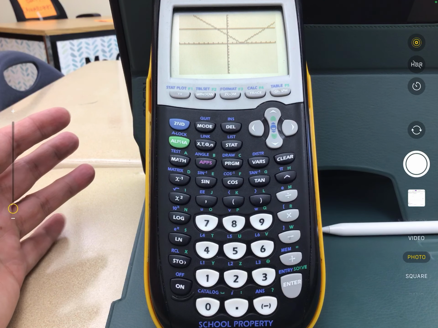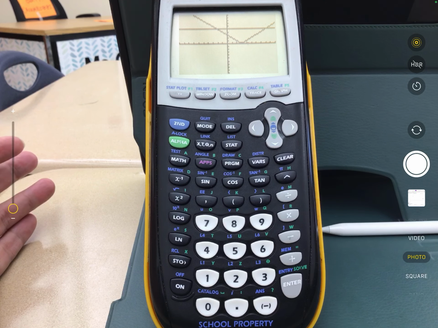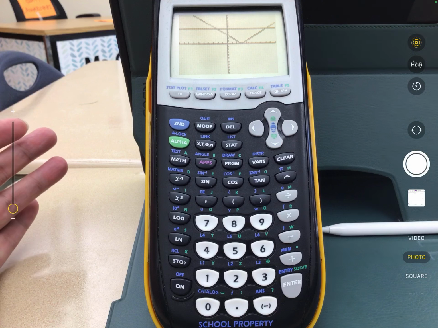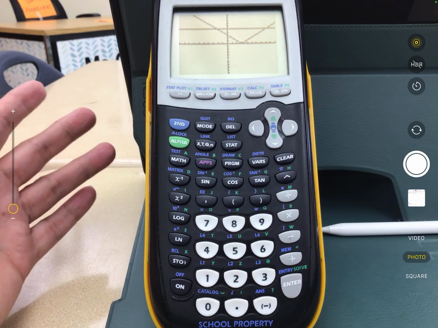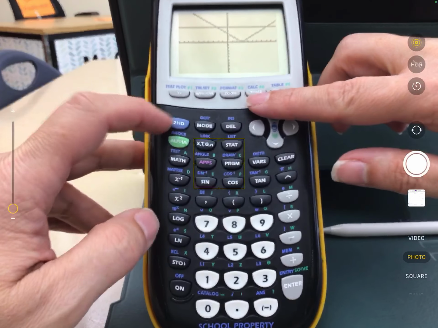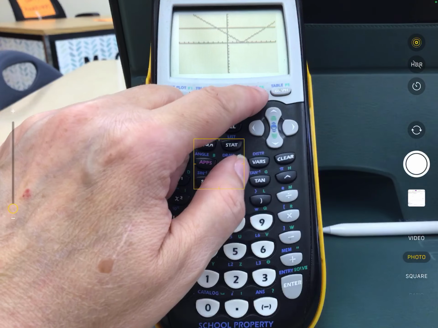One of the hiccups that the graphing calculator has is that yes, it can calculate the intersection for you, but it can only do one at a time. So I'm going to show you how to find the first intersection, and then we'll talk about how to find the second one. So in this particular case, I'm above the trace button.